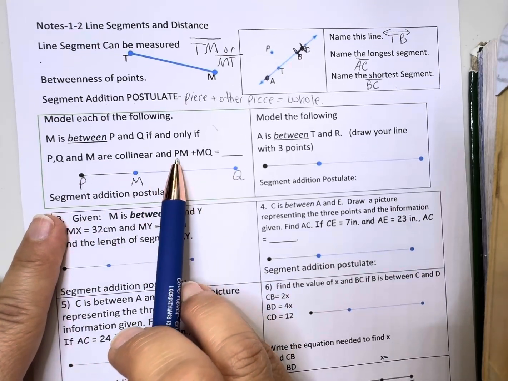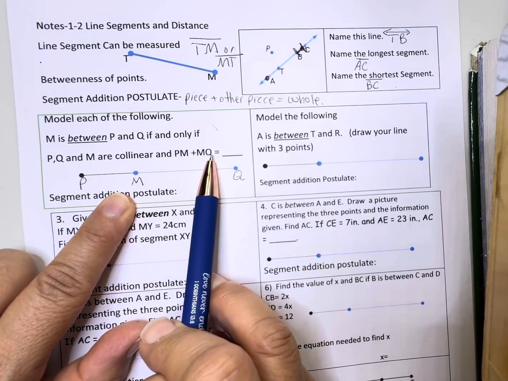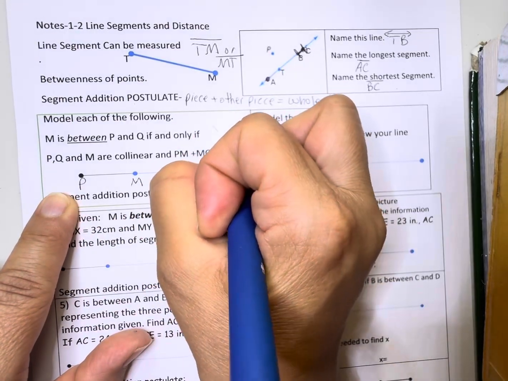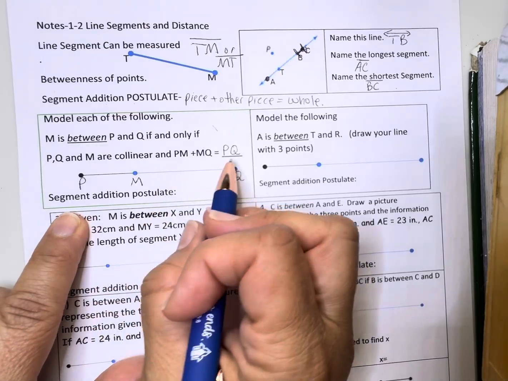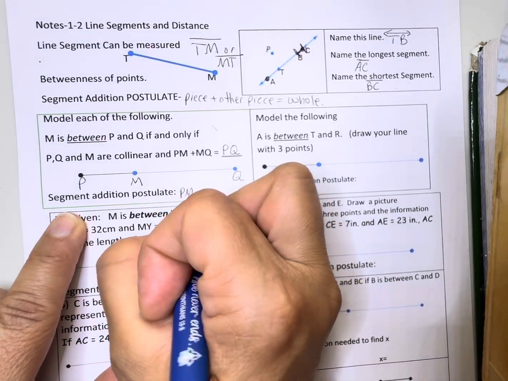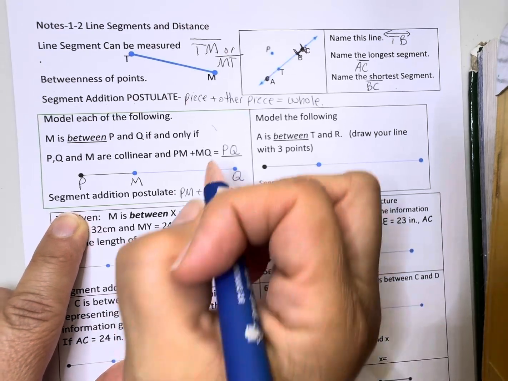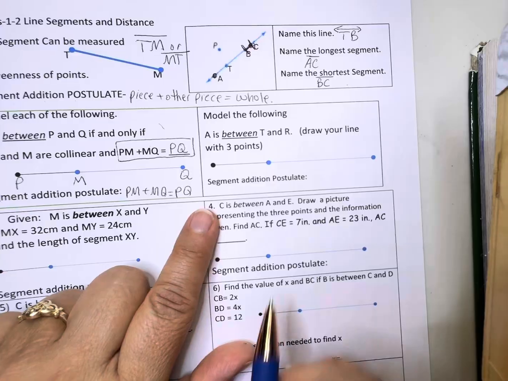Okay, and here's my segment addition postulate. PM plus MQ equals the whole. The whole thing is PQ. Right, so that's my segment addition postulate. PM plus MQ equals PQ. You don't have to write it again because it's right here. Just box this one right there. All right, so here's this one.